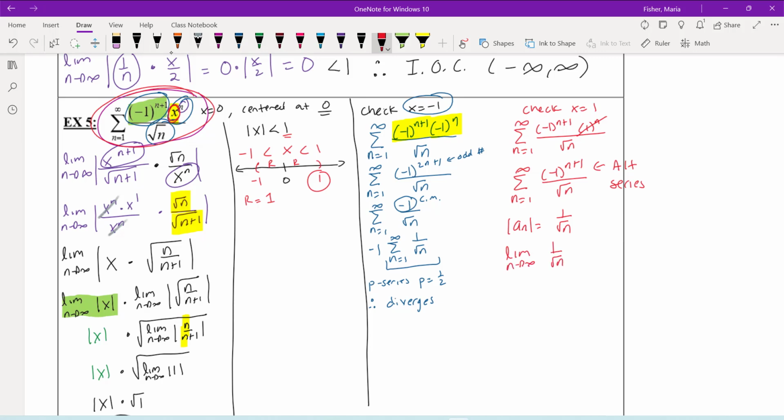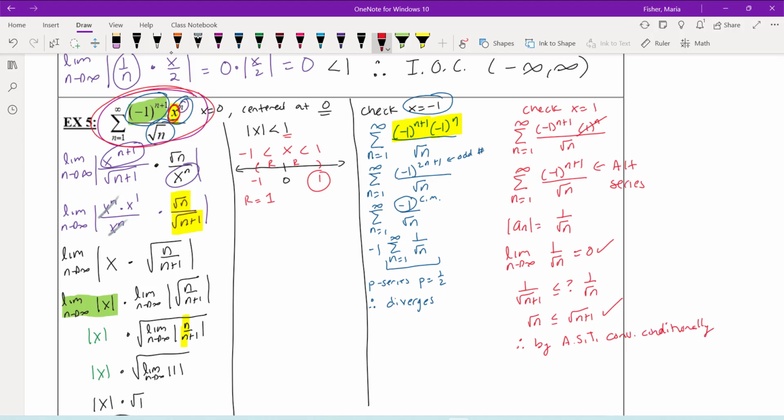Well, the limit as n goes to infinity of 1 over the square root of n is just going to be 1 over infinity, and that's 0. Perfect. That's the first part of the alternating series test that's met. Second thing is that a sub n plus 1 had to be less than or equal to a sub n. So is 1 over the square root of n plus 1 less than or equal to 1 over the square root of n? Remember, if you weren't sure, you could always cross multiply. So is the square root of n less than or equal to the square root of n plus 1? Yes, it is. Therefore, by that alternating series test, we converge.